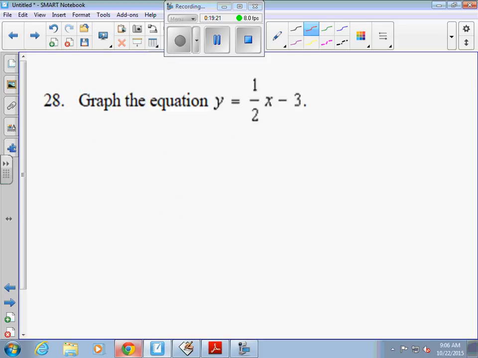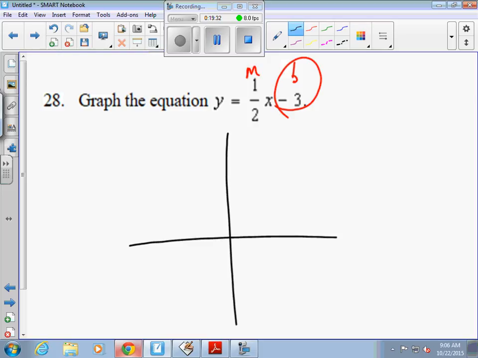28 says to graph this equation. It's in a nice, neat form. Y equals mx plus b. Remember, the sign in front of it goes with it. So you're beginning on your y-axis at your y-intercept. Remember, this one here is your y-axis, the one going up and down. You're beginning at negative 1, 2, 3. So we're going to begin at that point right there. Your slope is how you move is 1 over 2.